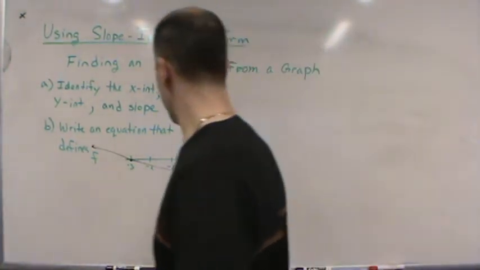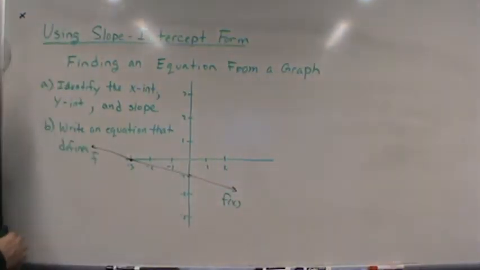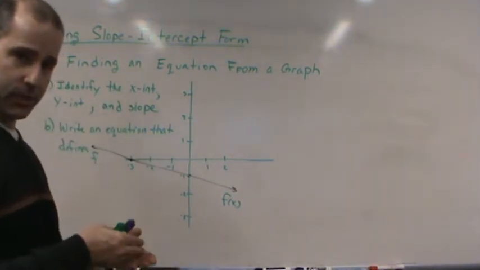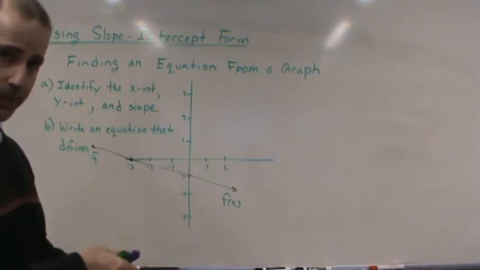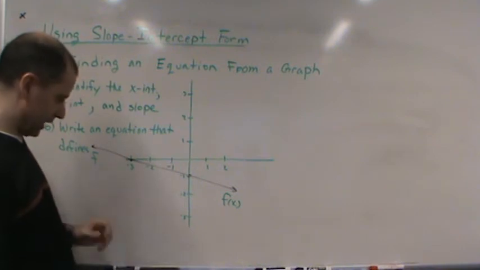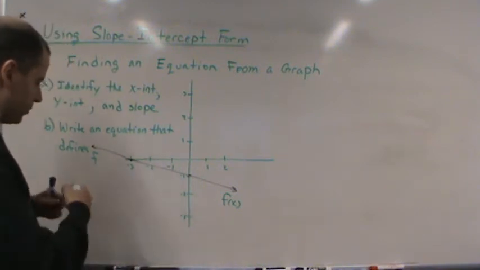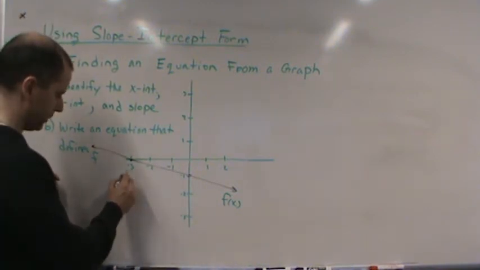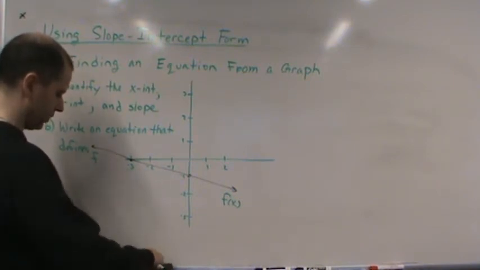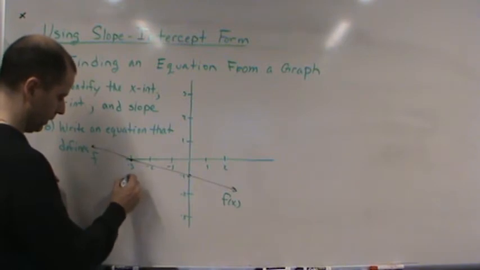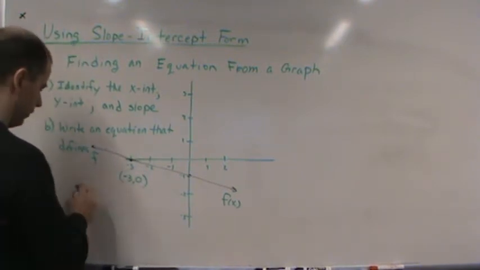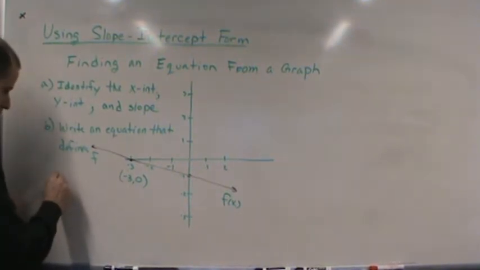Okay, so if we look at the graph, we know that the x-intercept is where the graph intersects or intercepts the x-axis. So we see that it intersects at this point right here. So the x-intercept is going to be -3, 0. Okay, so that's the x-intercept.